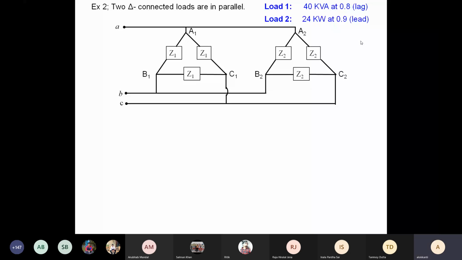You are given VAB, that is the line to line voltage. The line voltage VAB is 440 at an angle 30 degree. So here we have given the line to line voltage, which is 440 at an angle 30 degree volts. The question is find the line current, that means the line currents IA, IB, IC, and also the total power.